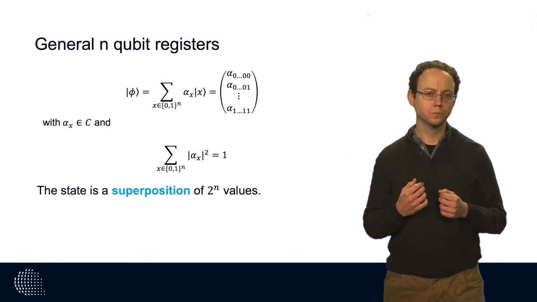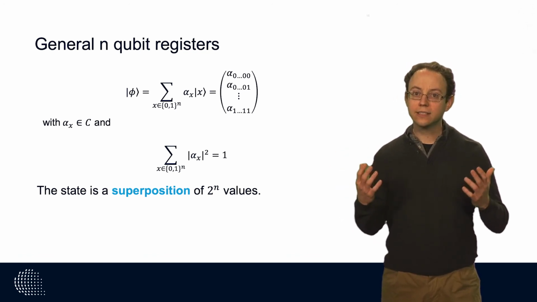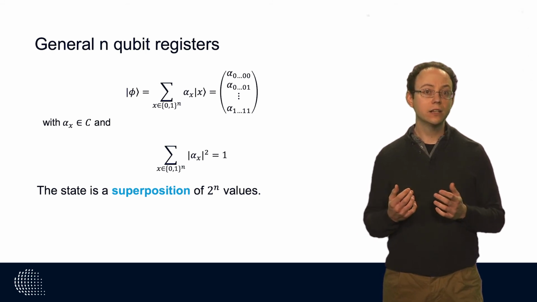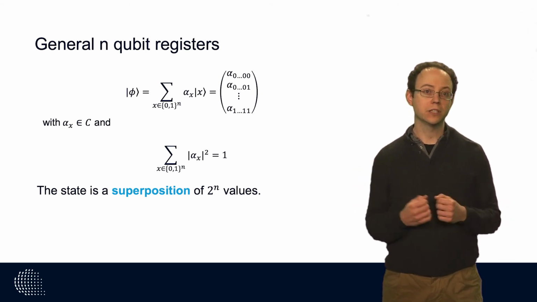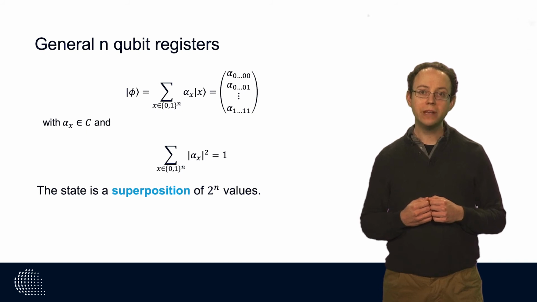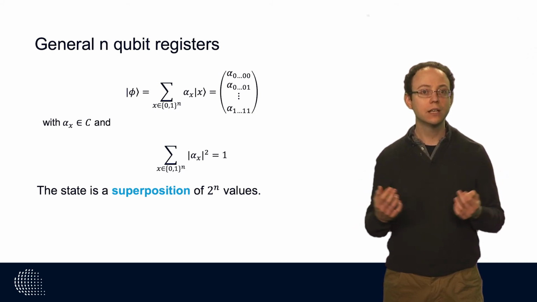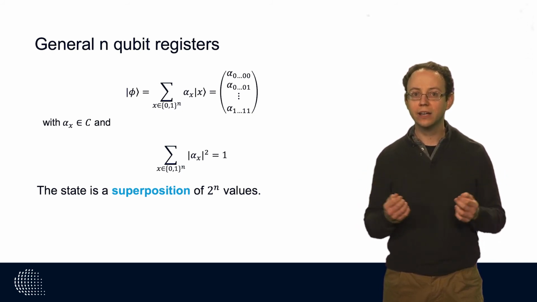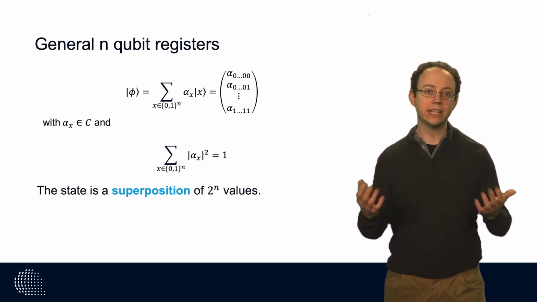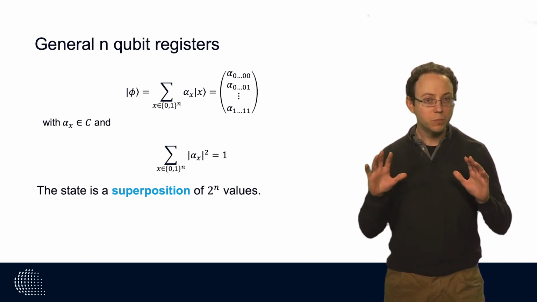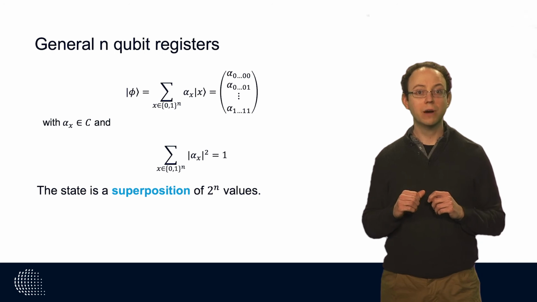So let's say I give you a register of n qubits. How many real-valued coefficients must I specify to fully determine the state? Please pause the video a moment and think about this.